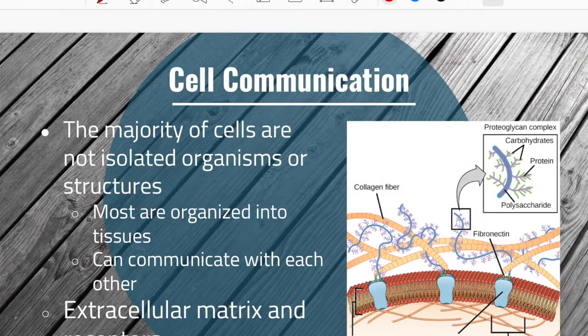All right, let's talk for a moment about cell communication. And this, I believe, finishes up our lecture. But cells communicate with each other. Now, they don't talk, they don't send texts or pass notes or use sign language, but they do send signals to each other, and they do communicate to each other. And they do that with different types of junctions.